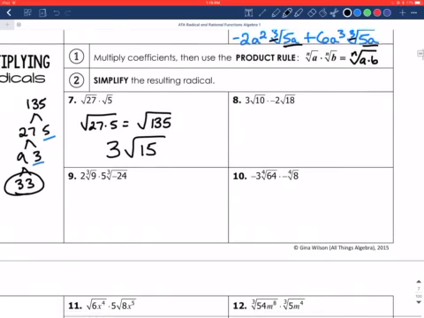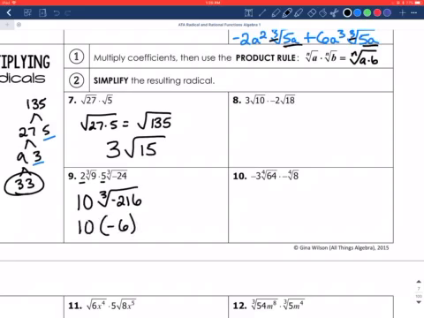For number 9, you do have the same index, so we can multiply them. And what we'll do with the 2 and the 5 is just multiply them like usual. If I gave you a 2x times a 5x, you'd multiply the 2 and the 5, right? So anytime you're in doubt of what to do with these radicals, treat it like a variable. What would you do if it was a variable? So we have the cube root, and 9 times 24 will give you 216. The cube root of negative 216, which is a perfect cube, will be negative 6.